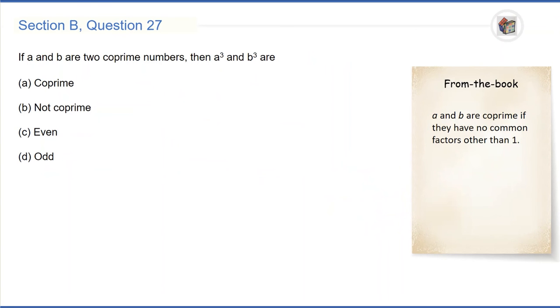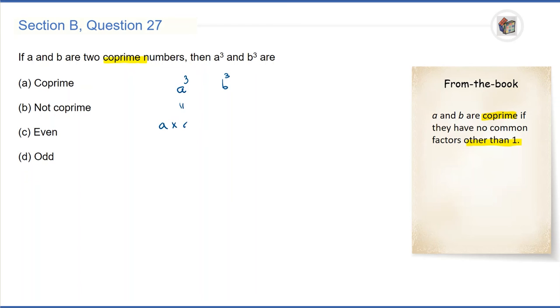Question 27. If a and b are two co-prime numbers, then a cube and b cube are what? Now what is co-prime? Two numbers are co-prime if they have no common factors other than 1. Every number has 1 anyway, they're just not going to have anything else. For example, 2 and 5 or 4 and 7. These are co-prime. Now, if a and b already have nothing in common, then will a cube and b cube have anything in common? Think about it.